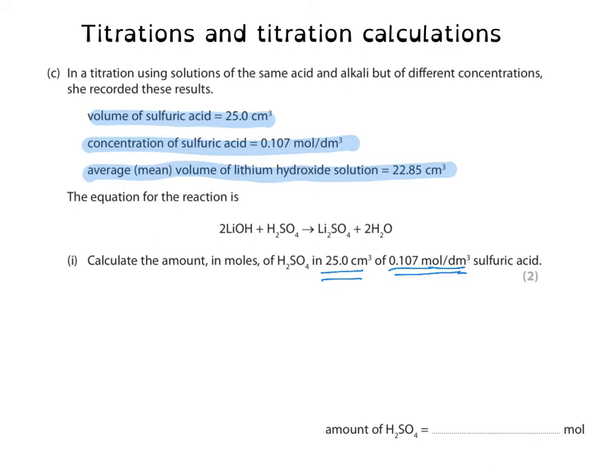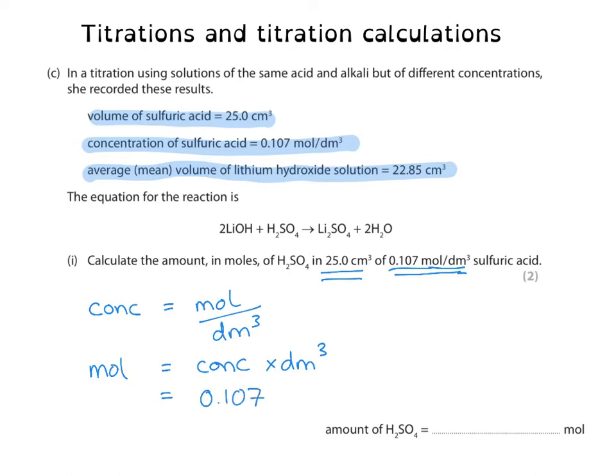So the amount of moles, well, if I know that concentration is moles per dm cubed, then to find moles, rearrange it, concentration times dm cubed. So my concentration is 0.107. I don't have volume in decimetre cubed, I have it in centimetre cubed, so I have to go 25 over 1000 equals 0.025. So I'm going to do that times by 0.025. That will give me my amount in moles.